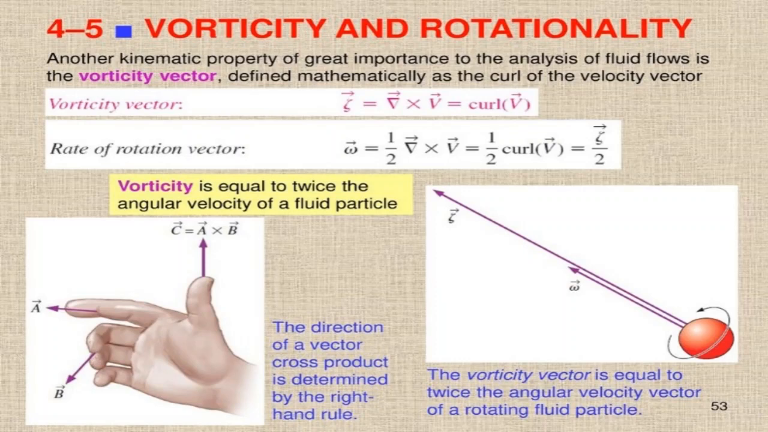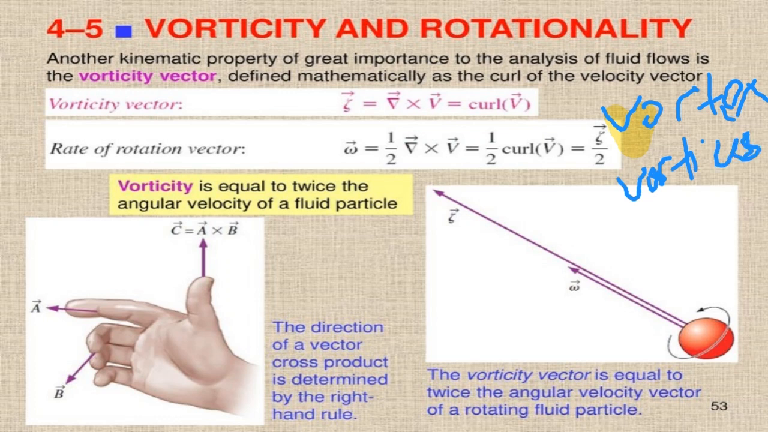Because the fluid particles can rotate, we define something called vorticity. Actually, you may have heard of vortex. I don't know if you have heard of vortex. Vortex is a rotating motion. The plural of it is vortices. Let me show you something about the vortex and vortices.